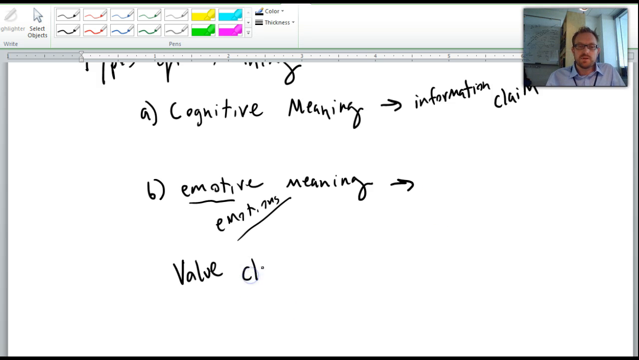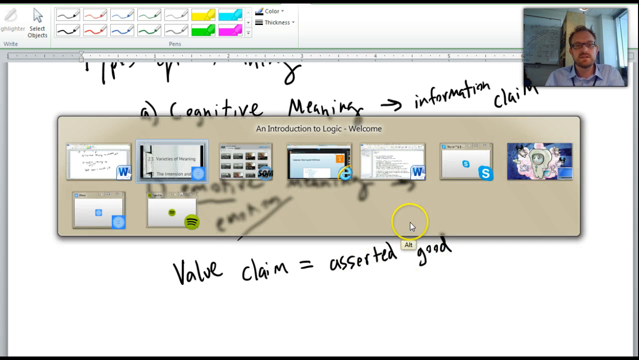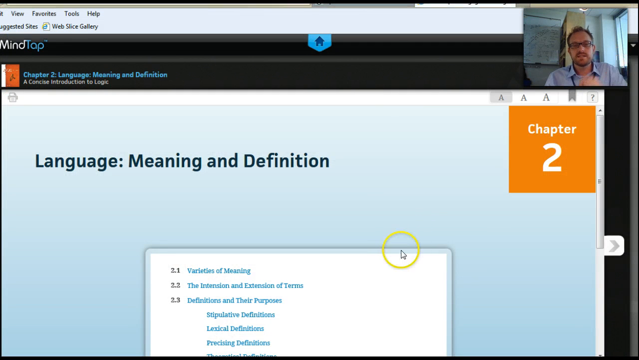So what is a value claim? Well, a value claim is when somehow some sort of good is asserted. I'll just put it, some sort of asserted good. Now, what do I mean by that? I mean that, for instance, let's go take a look at the example that the book has here.